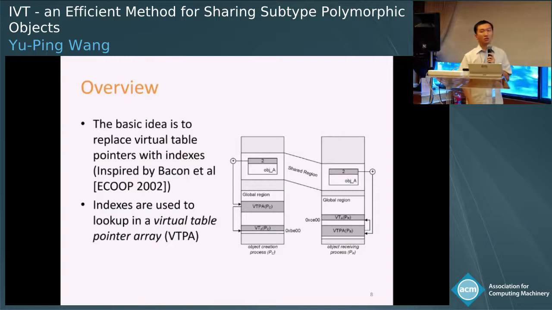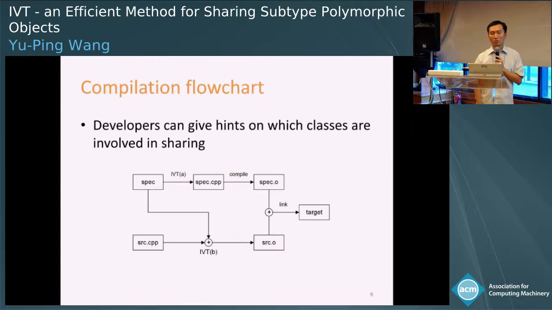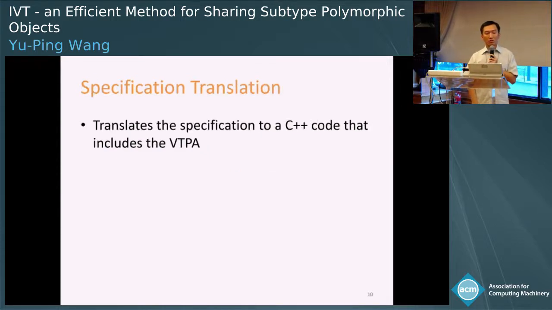Since the VPTR is generated by compilers, our modification has to be in the compiler too. So here is the new compilation flowchart. At first, developers can give us hints on which classes are involved in sharing. They can write a specification about it. This specification will be used in two ways. The first way, we translate the specification into C++ code that includes the VTPA.